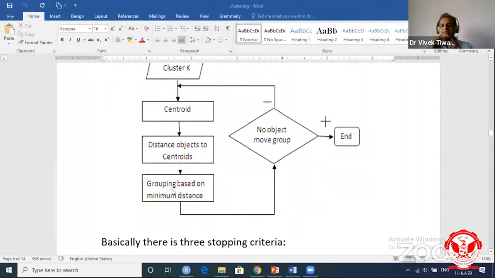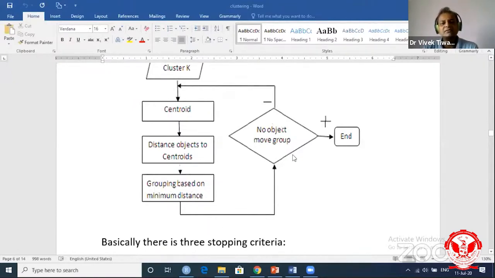Because with respect to the data point X, I calculate the distance of X to all the centroids. The data points that are close to a centroid should be a part of that cluster. So based on that distance, the data points that are closer to a centroid should be a part of that cluster. We can make an update. So here we again make the grouping based on the minimum distance.